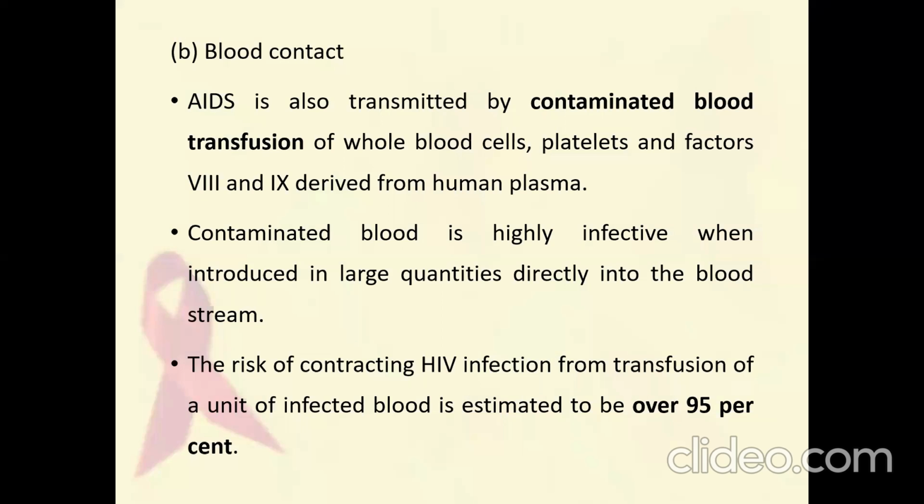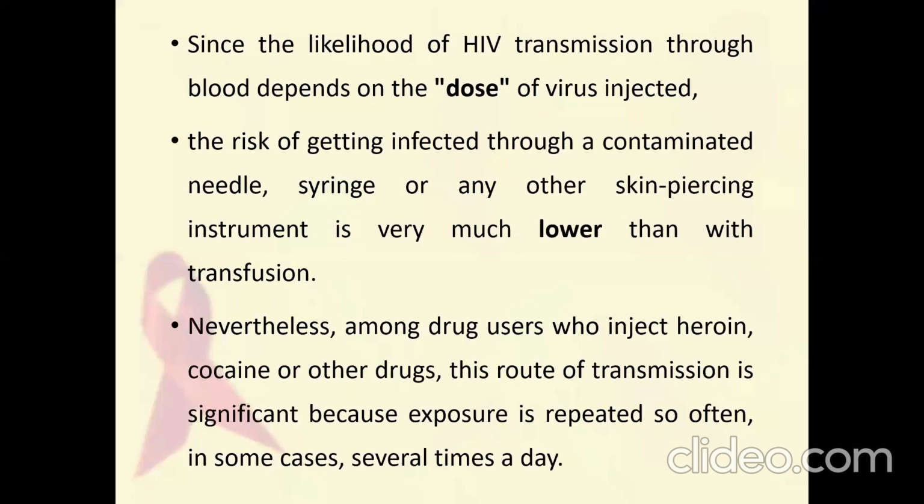Contaminated blood is highly infective when introduced in large quantities directly into the bloodstream. The risk of contracting HIV infection from transfusion of a unit of infected blood is estimated to be over 95%. Since the likelihood of HIV transmission through blood depends on the dose of virus injected, the risk of getting infected through a contaminated needle, syringe, or any other skin piercing instrument is very much lower than with transfusion.